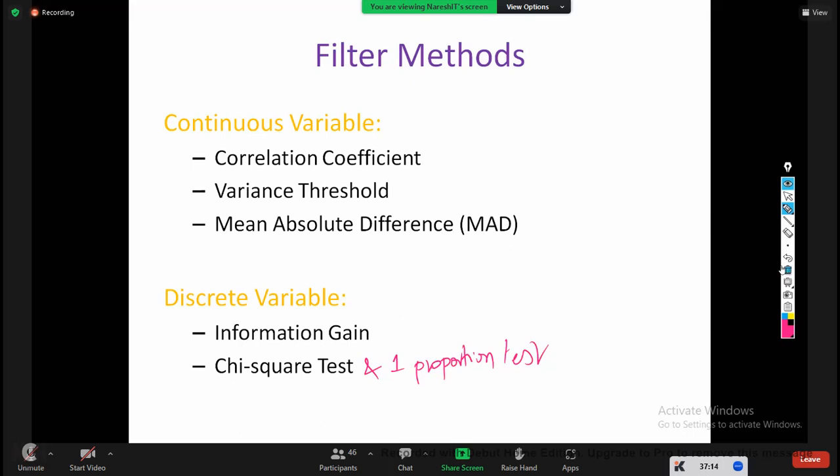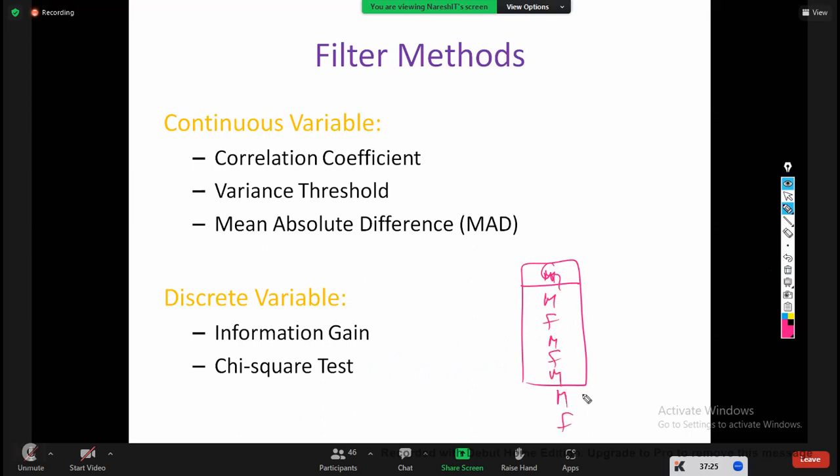Let us take an example. You have only one column, the column is gender. In that you have male, female, male, female, male, male, male, male, male. When you have a single column, what test do you have to apply? One proportion test. Instead of applying the one proportion test, apply the chi-square test. Apply the one proportion test and see the p-value. Apply the chi-square test and see the p-value. Both answers will be the same.